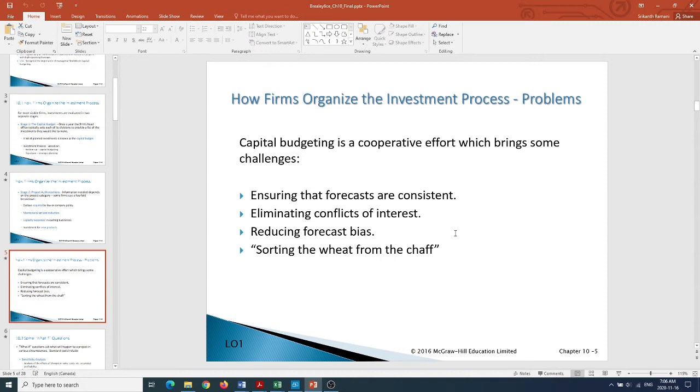Why is there a difference between the sales department's projections and the marketing department's projections? Right? So it's up to the manager to actually make sure that these forecasts are consistent. Also, you need to eliminate conflicts of interest.